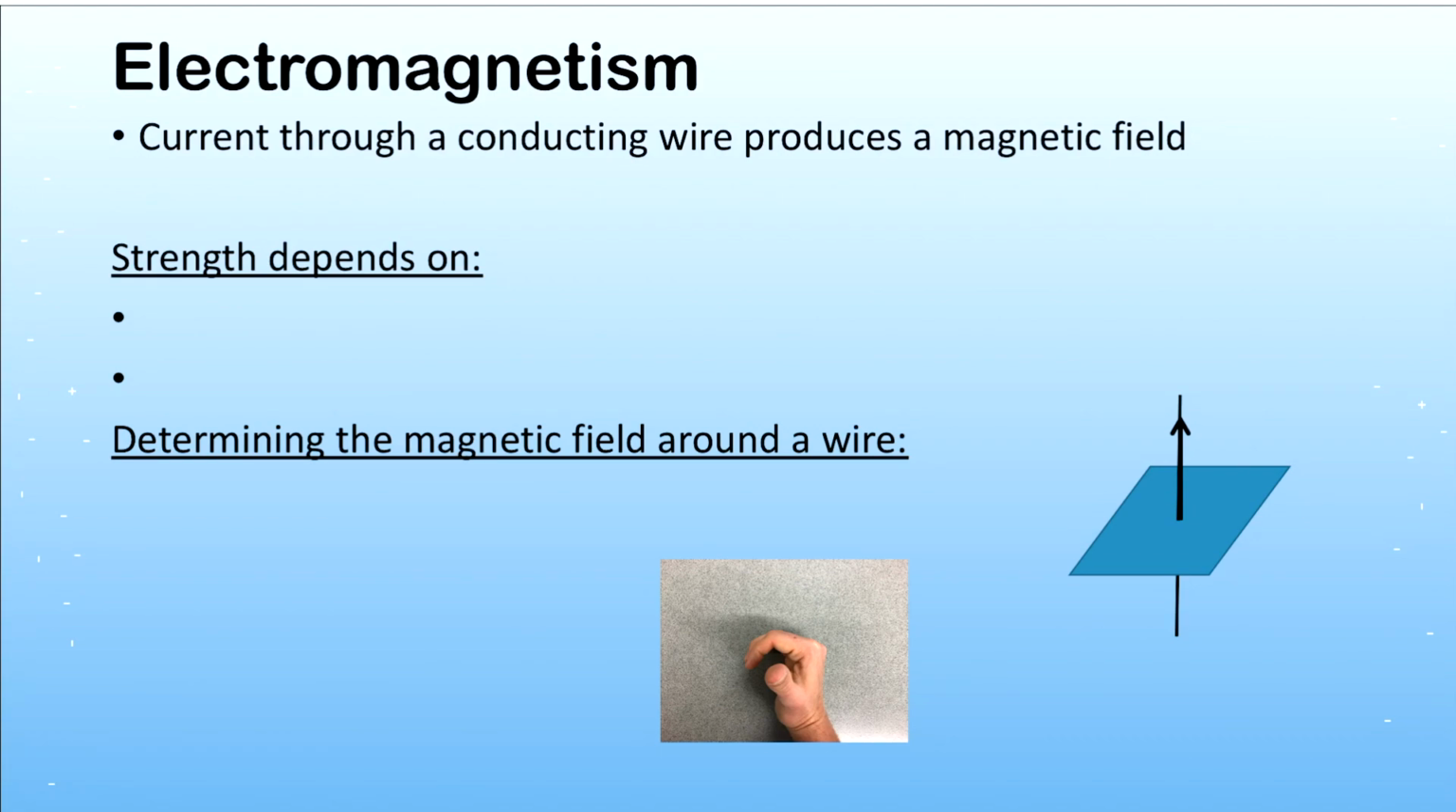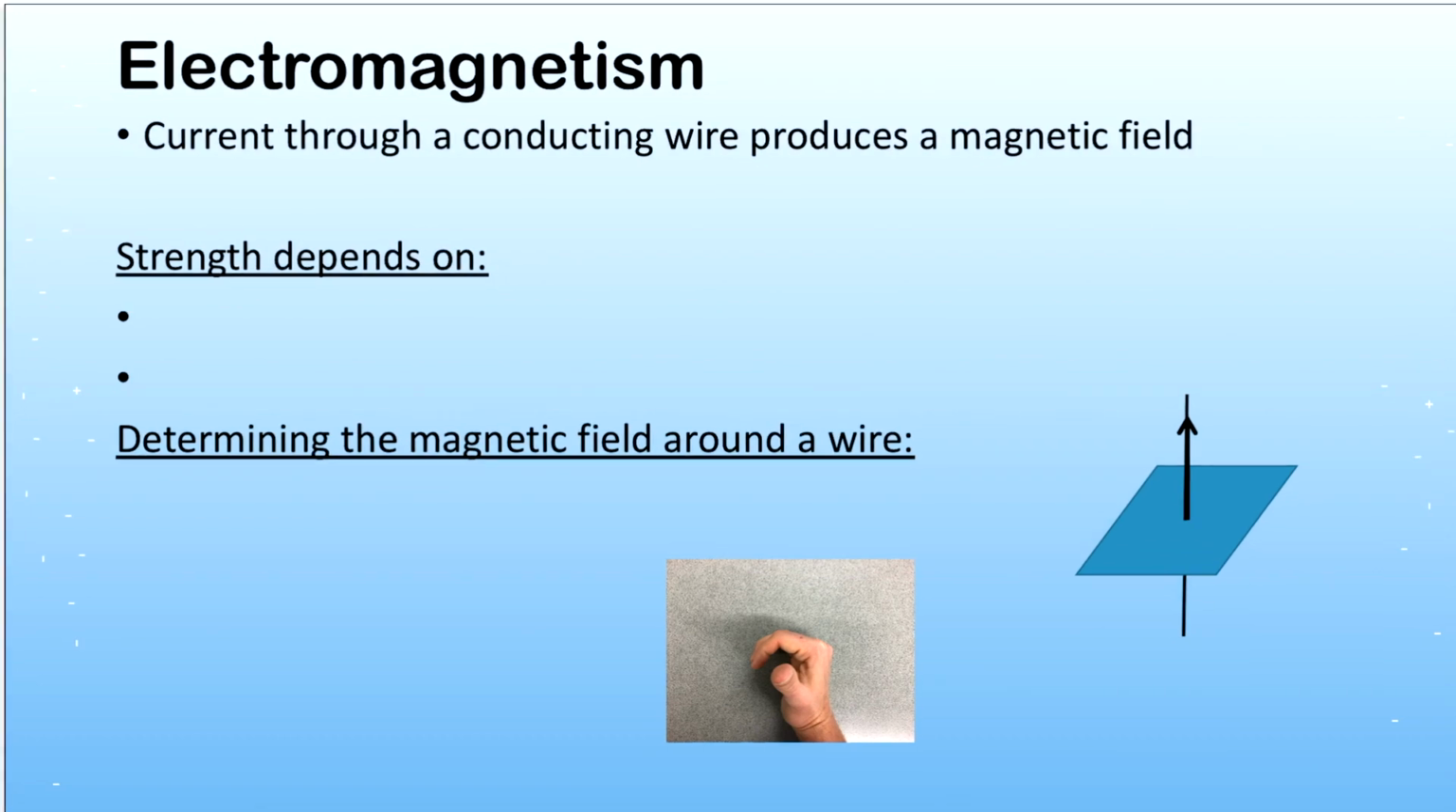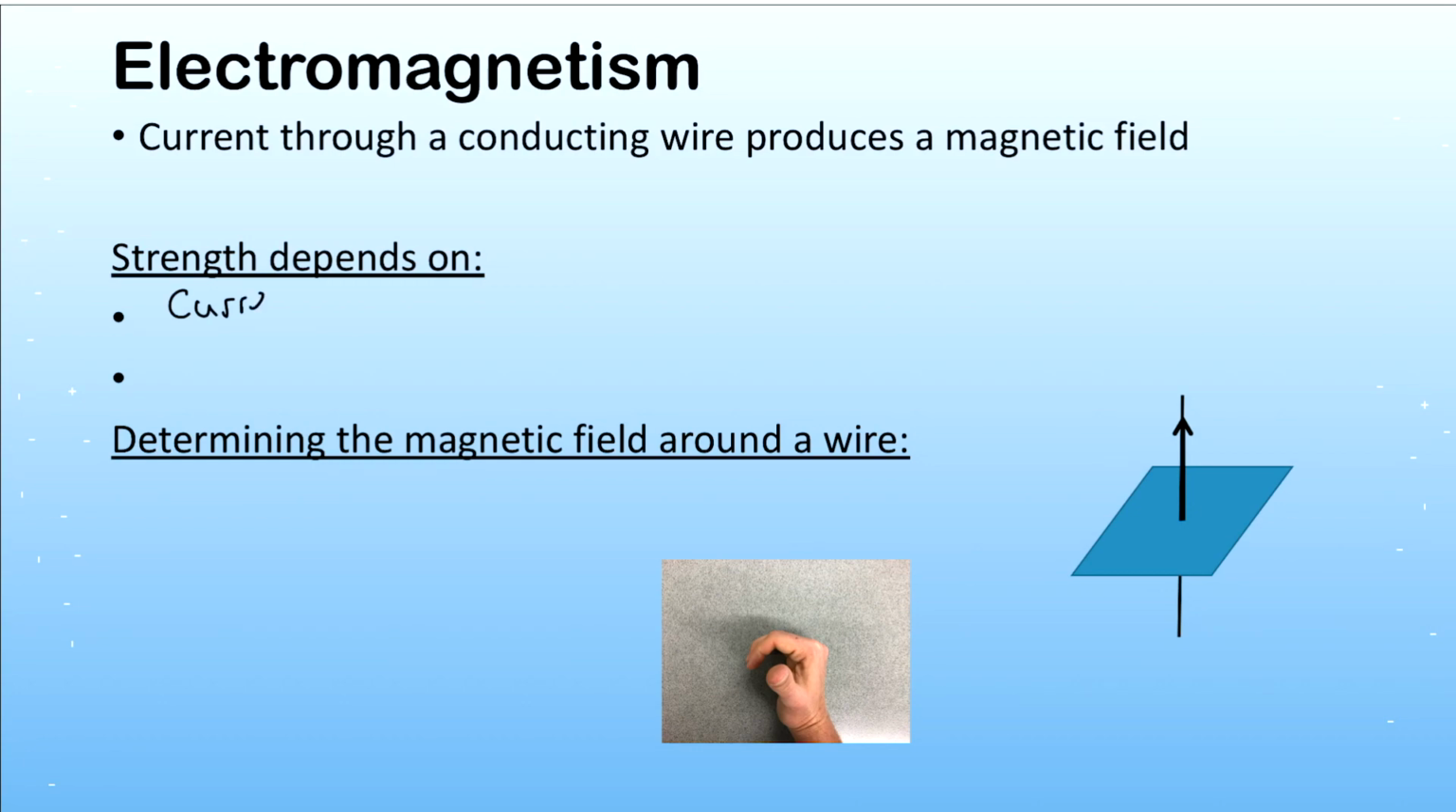And that magnetic field has a certain direction and properties based on how much current is running through it. So the strength of that magnetic field is going to depend on how many electrons are passing through it every second, which is the current. And the strength is also going to depend on the distance from the wire.